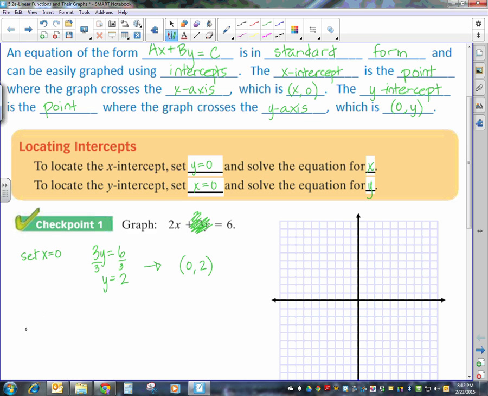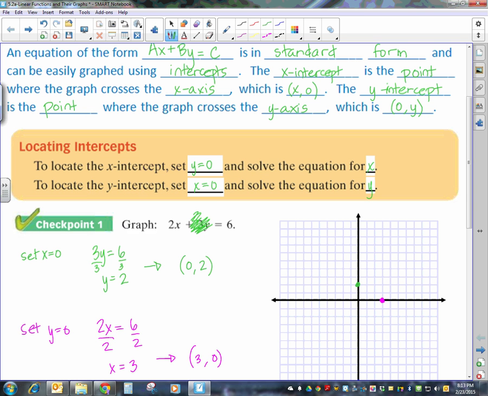So if I set y equal to 0, when I set y equal to 0 in my problem, it goes away. I'm left with 2x equals 6. Divide both sides by 2, and I'll get x equals 3, which then gives me the point 3 comma 0. So 3, 0, I go over 3, up 0, there's that point. 0, 2 says I go 0 left and right and go up 2 units.